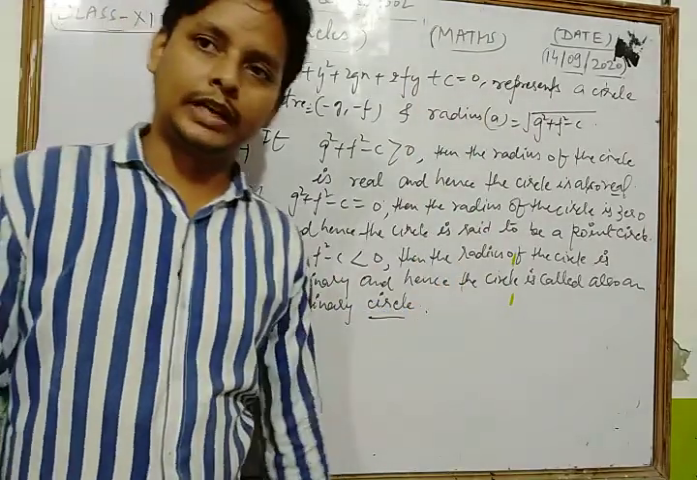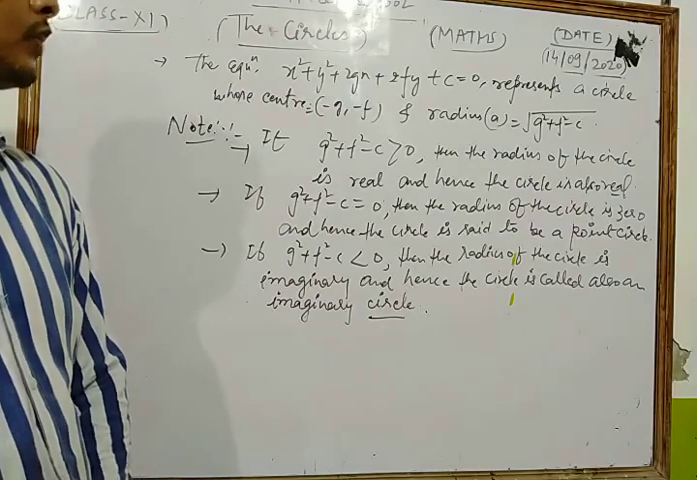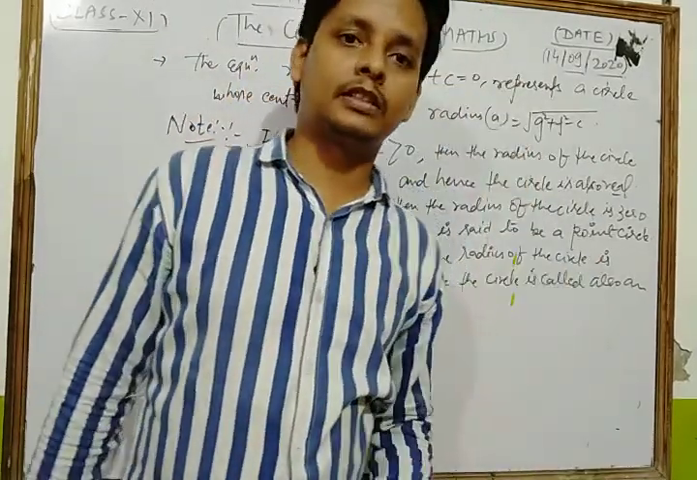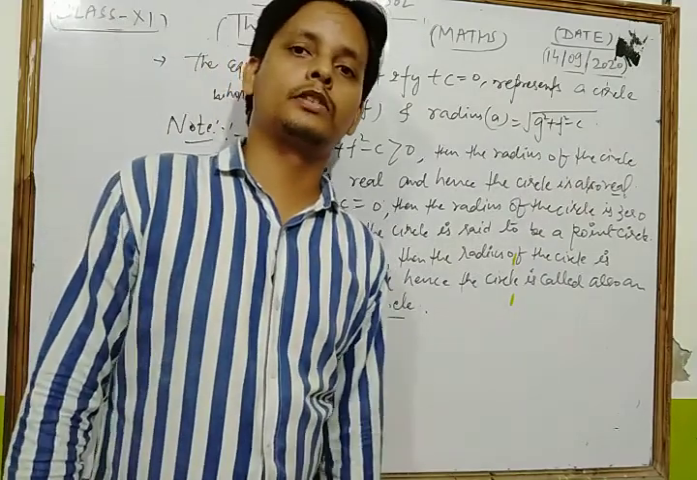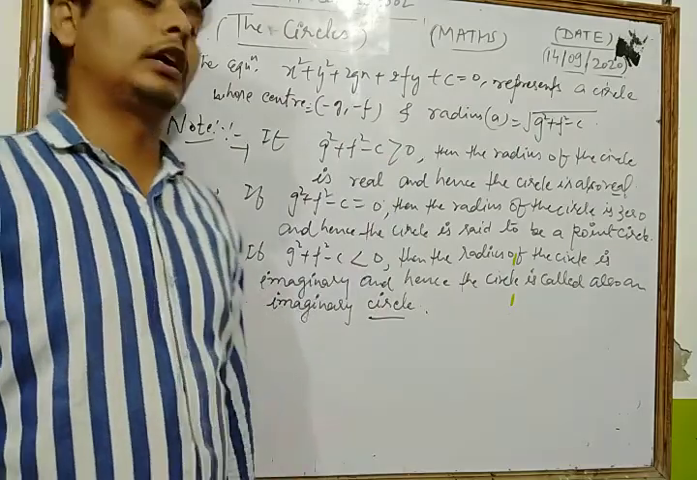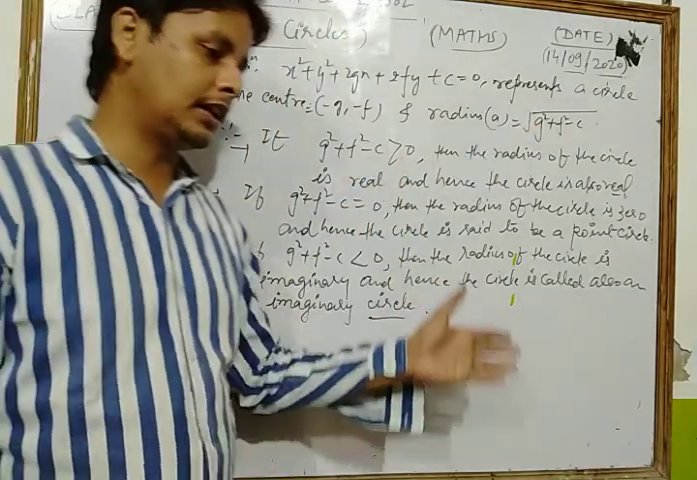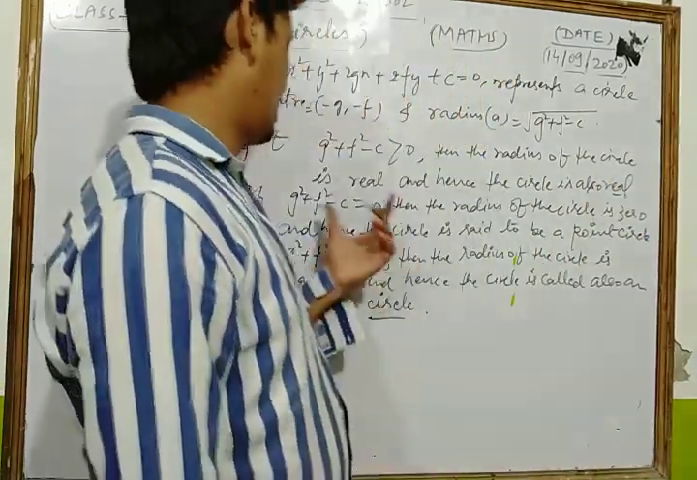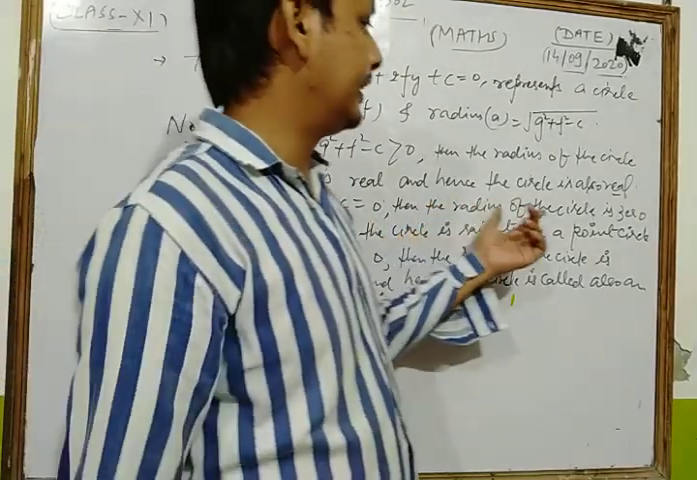So dear students, in this way we can say that the equation x square plus y square plus 2gx plus 2fy plus c is equal to 0 always represents a circle whose center is (minus g, minus f) and radius equal to under root g square plus f square minus c. And here the three important conditions: if the value of g square plus f square minus c is greater than 0, then the radius of the circle is real and hence the circle is also real. And second, if g square plus f square minus c is equal to 0, then the radius of the circle is 0.